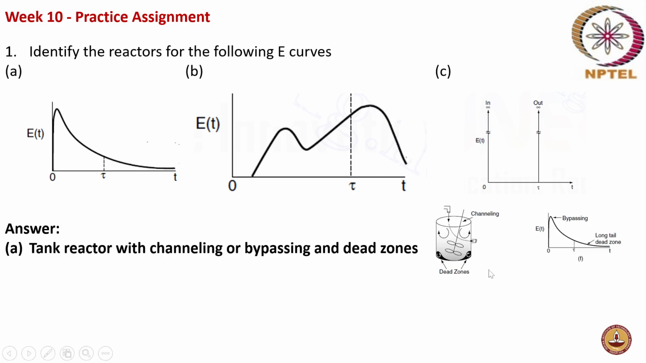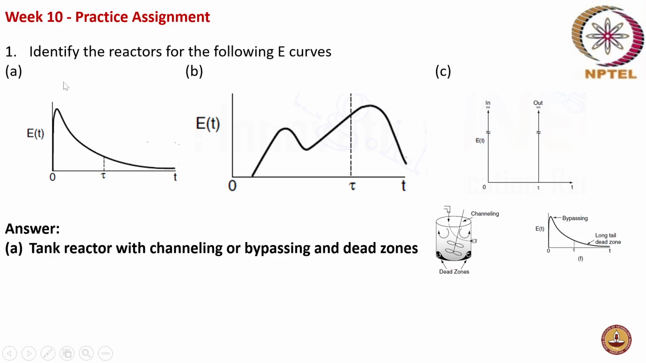So if we look into this figure, we can see that this is a stirred tank reactor, where some of the input stream is just bypassing without getting mixed or interacting, and it is just getting channeled and escaping. Whereas there are dead zones, as we can observe here, which occupy the reactor for a long time, and this is what is shown in this E of t curve.